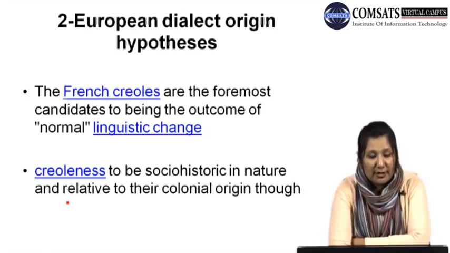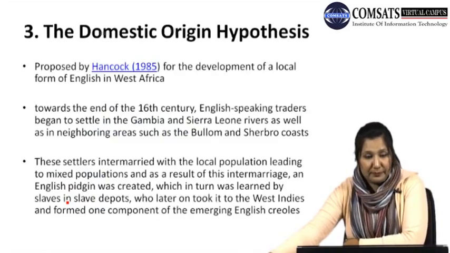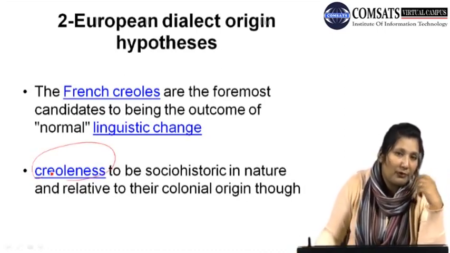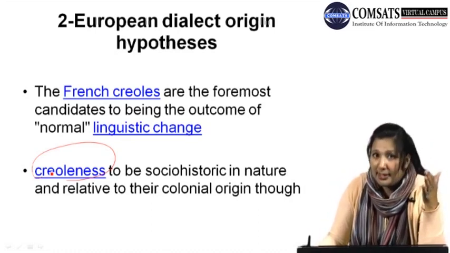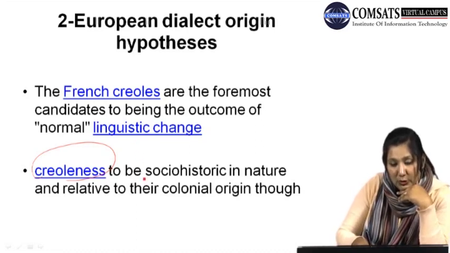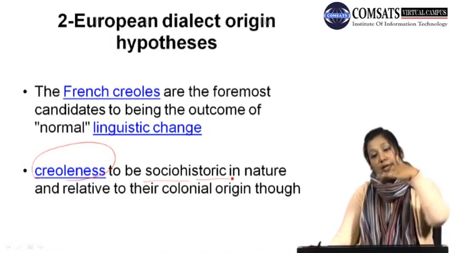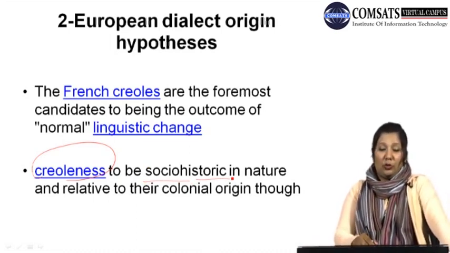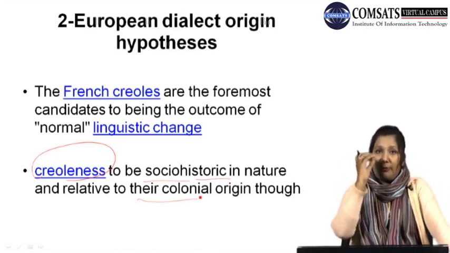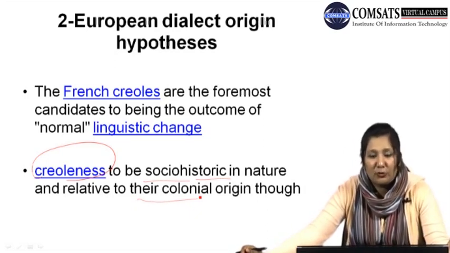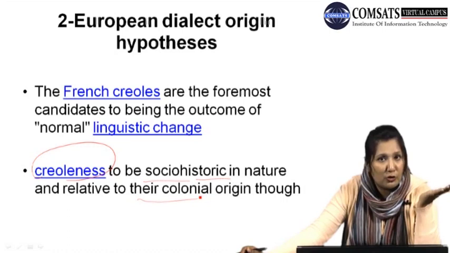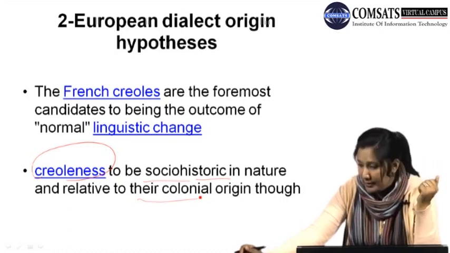Creoleness is defined to be socio-historic in nature and relative to their colonial origin. So what is creoleness? Creoleness is the process that a language follows to become a creole. It is socio-historic, related to society and to history in nature, and it is also relative to the colonial origin. What is the colonial origin? The colonies that were made by Britain. This European dialect origin hypothesis focuses more on the origin, and says that creoleness comes from being socio-historic in nature, and it has a colonial origin of its own.